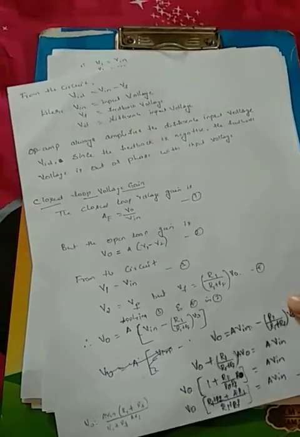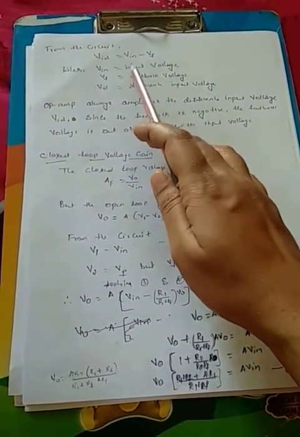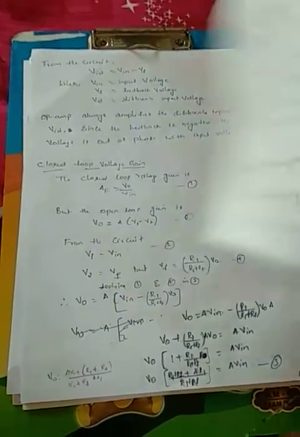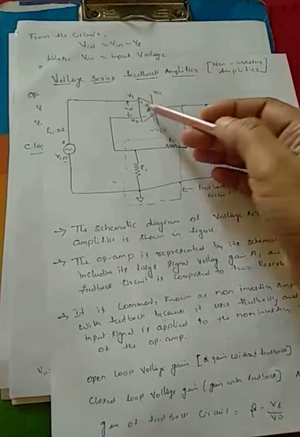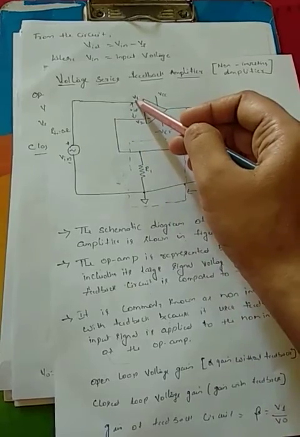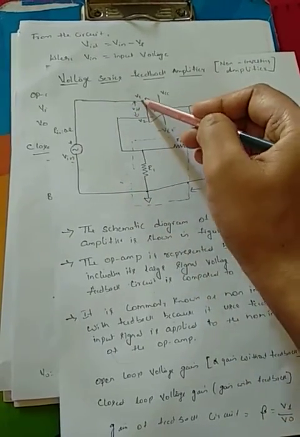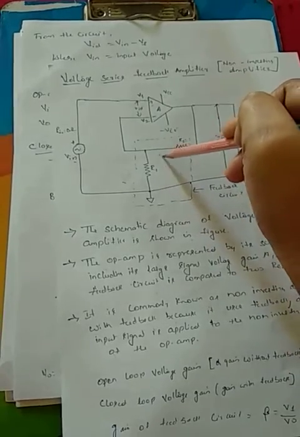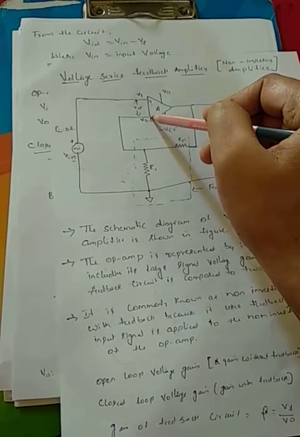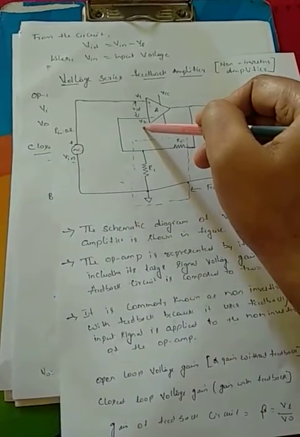And also now from the circuit we have VID is equal to Vin minus Vf. VID is equal to Vin, that is the input V1 we are giving here. Therefore VID is equal to Vin minus Vf, where Vf is the feedback voltage that we are giving to the inverting terminal. So VID is Vin minus Vf.